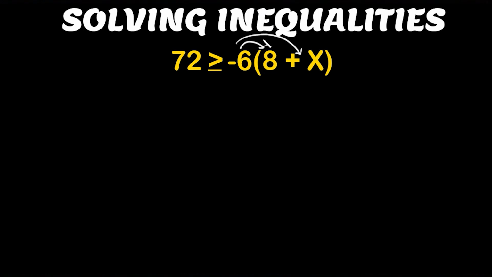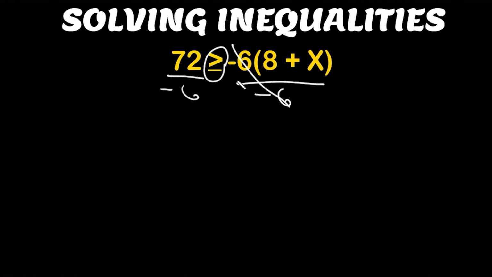The opposite of multiplication is division. So rather than distribute the negative 6, I could go ahead and divide this entire thing by a negative 6, and that will cancel it out here. Okay, I also have to divide by a negative 6 here. Now, hold on a second. I divided by a negative number, meaning I have to flip this inequality.